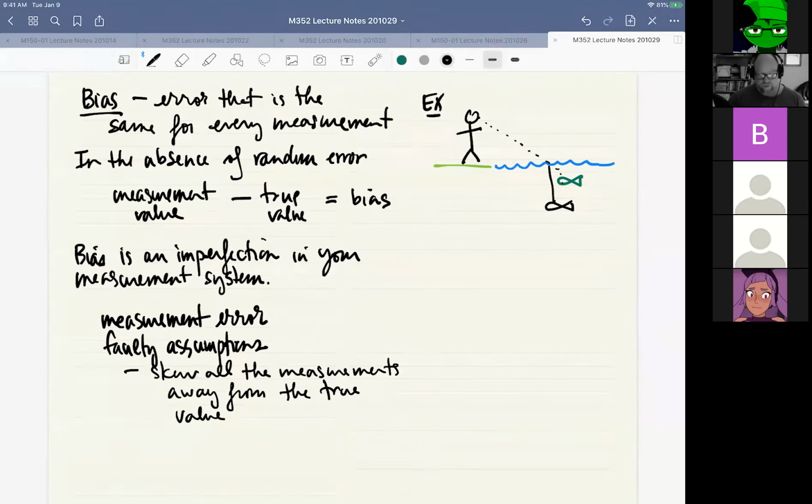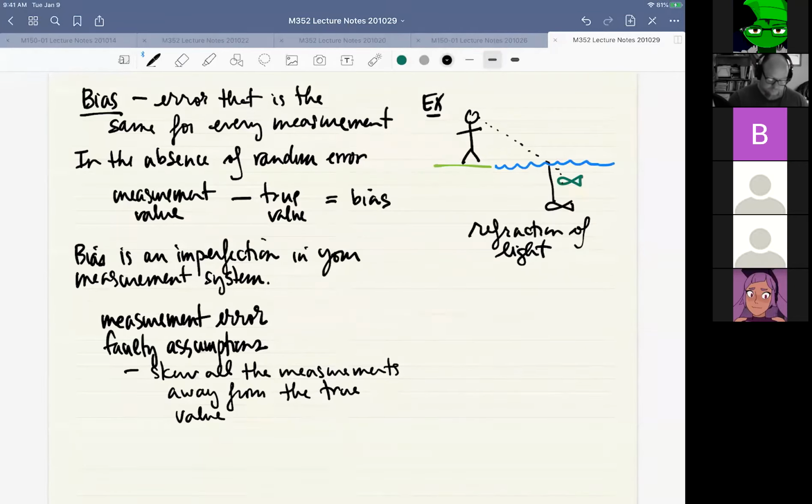And what do they call this phenomenon? Refraction. And if you don't know about the refraction of light, and you're measuring the position of a fish, your position will always be off because you don't adjust for the effects of refraction. Okay, so that's an example of a faulty assumption.